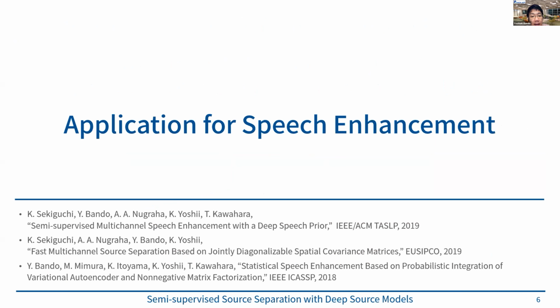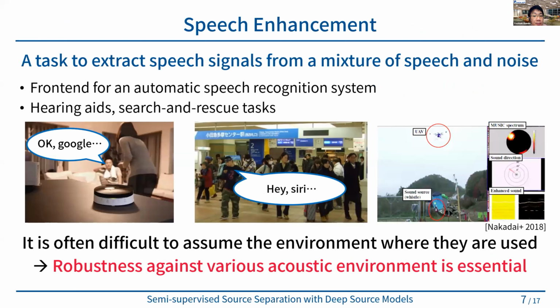Then I explain an application of the deep speech model for speech enhancement. This work is based on these three papers written by Sekiguchi-san and me. Speech enhancement is a task to extract speech signals from a mixture signal of speech and noise. It is used for a front end of automatic speech recognition and hearing aids. It is also used for tasks such as search and rescue, to find a victim calling for rescue. As this illustrates, it is often difficult to assume the environment where they are used, so robustness against various acoustic environments is essential.